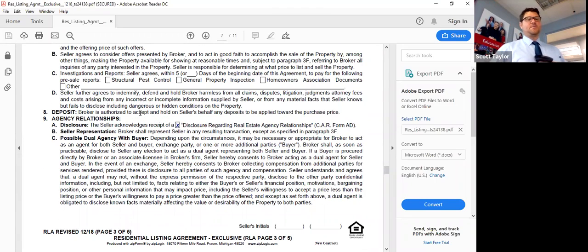Paragraph 8 talks about the deposit. We have the authorization to accept and hold on the seller's behalf any deposit. We know from the RPA discussion that we don't take deposits. I don't hold deposits. I talked to a broker yesterday, one of their agents, a fairly new agent. A buyer wrote a check to the agent. The agent went and put it in their personal checking account.